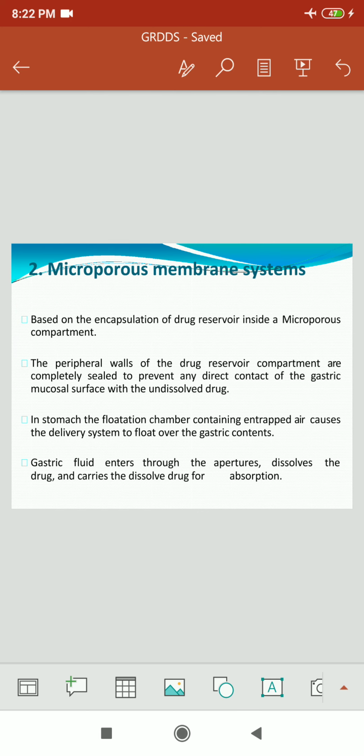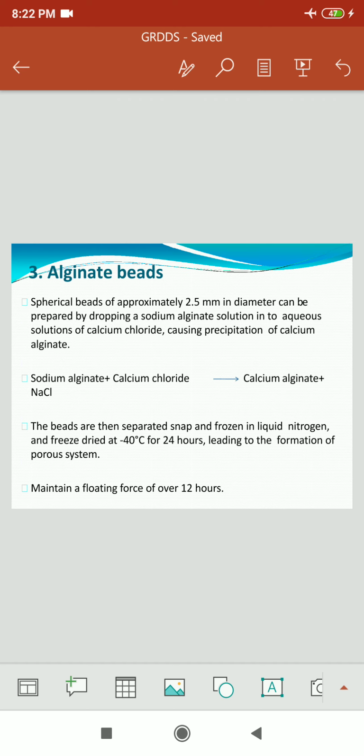Now the microporous membrane system. It is based on the encapsulation of the drug inside a microporous compartment, and the drug reservoir compartment is sealed with a material which reduces the contact with the gastric mucosa. This chamber floats when air enters into the chamber, and due to that the system floats on the gastric content. Next is alginate bead.